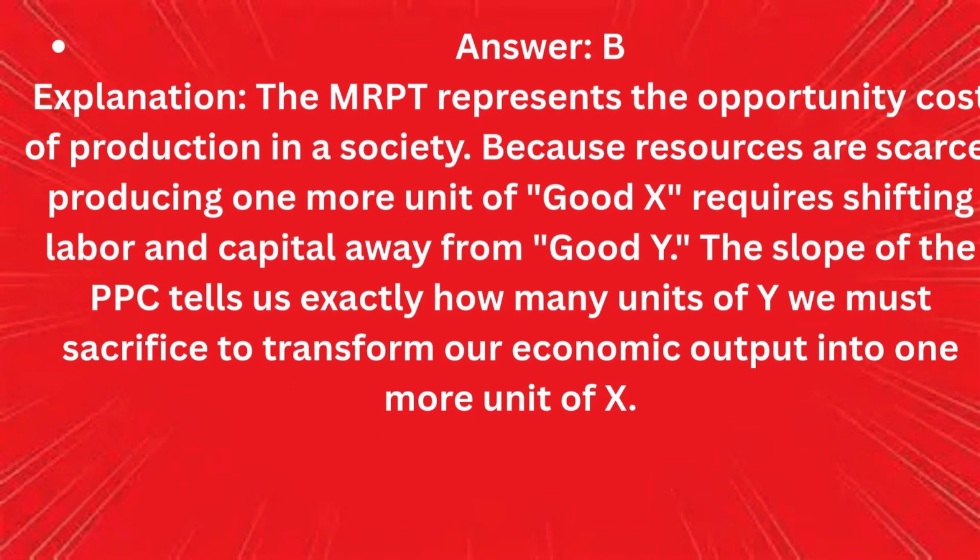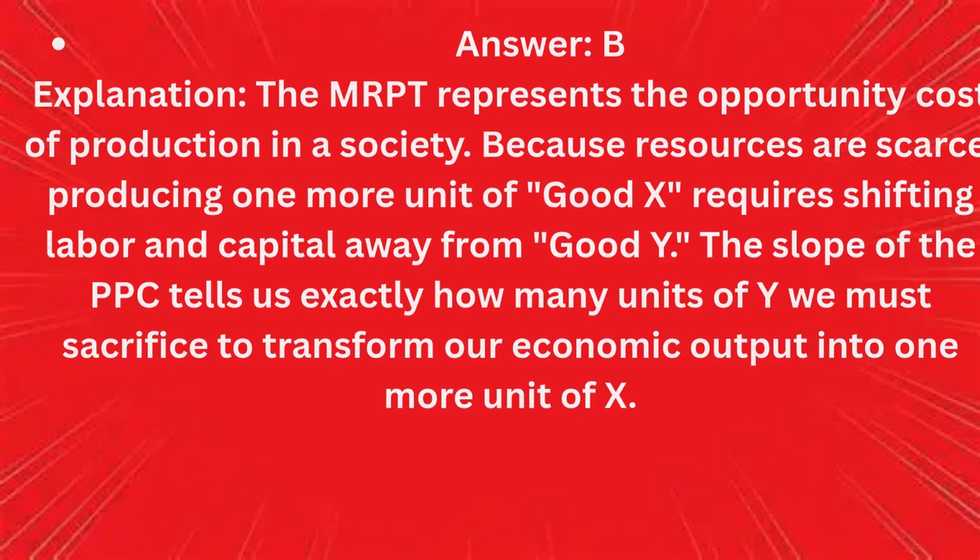Answer: B. The MRPT represents the opportunity cost of production in a society. Because resources are scarce, producing one more unit of good X requires shifting labor and capital away from good Y. The slope of the PPC tells us exactly how many units of Y we must sacrifice to transform our economic output into one more unit of X.